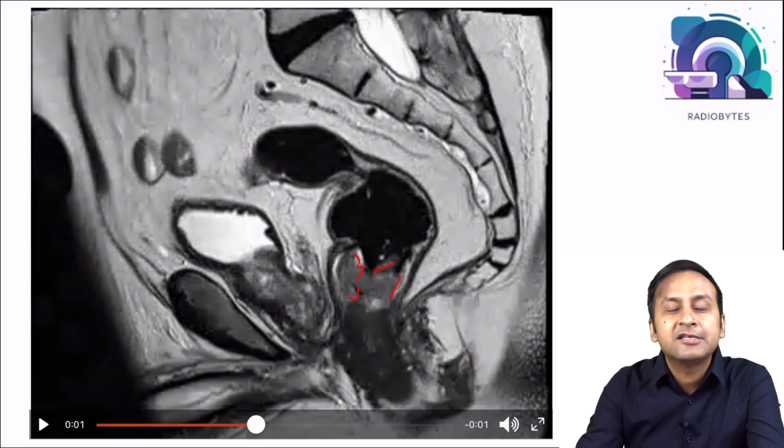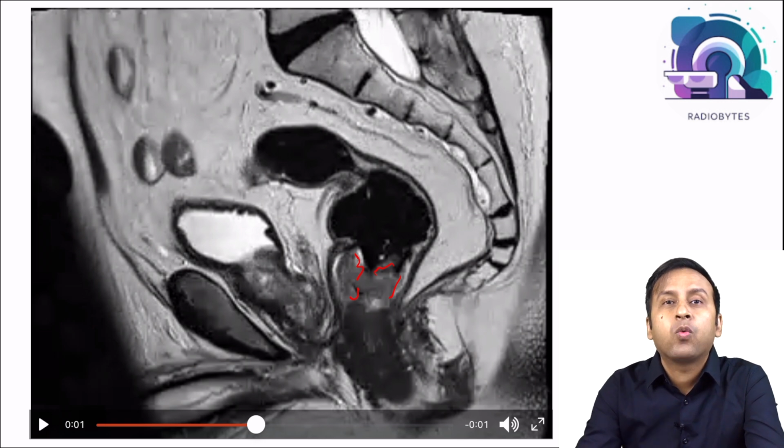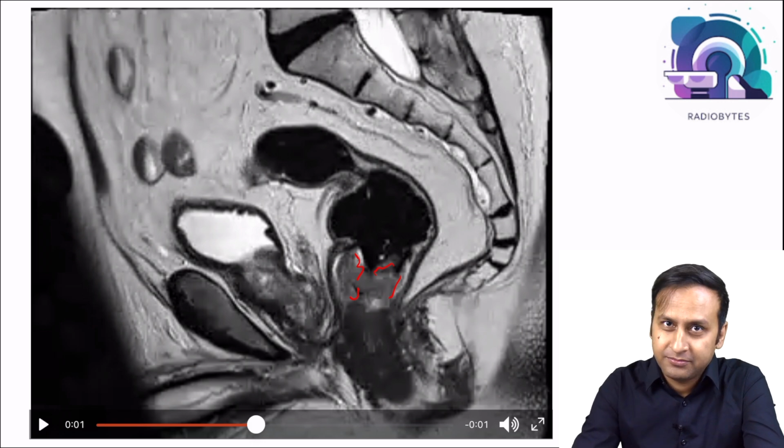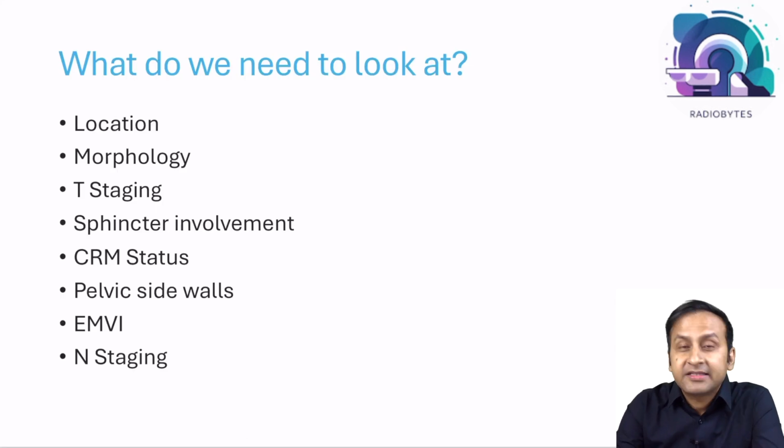So what is this case? This is a classical case of adenocarcinoma of the rectum. Now we'll be talking about what are the important things that we need to mention in our structured report of CA rectum. So these are the most important things that we need to mention in our reports whenever we're looking at a case of CA rectum.